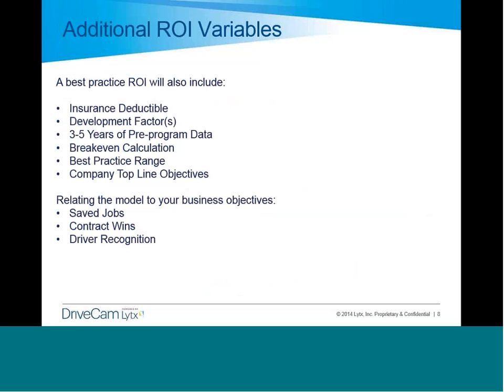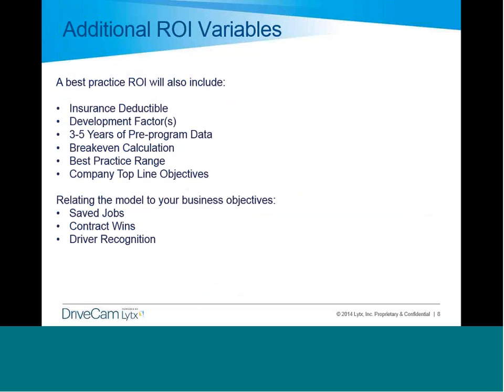A few other factors would be deductible. So if you're self-insured, this would not apply, but if you did have an insurance deductible, you'll want to include that when you're discovering those overall cost trends that we looked at in the first few slides, because that does have an impact on the bottom line savings.